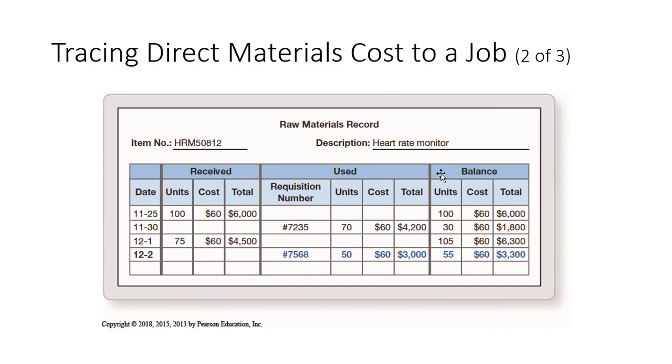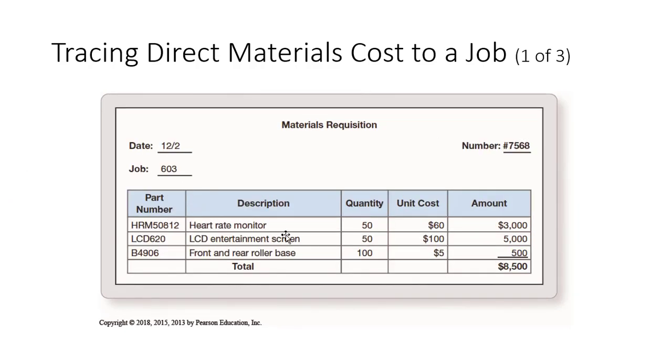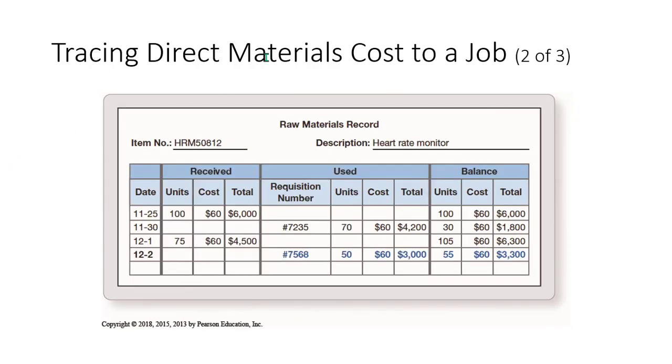And here's a raw material record just for that heart rate monitor. Here is the heart rate monitor. We asked for 50 of them. Here is the raw material record for heart rate monitors. You can see we had purchased 100, then we purchased 75, and first we used 70, and now we used 50. So we had 175 and we used 120. So we've got 55 left. And there's our cost.